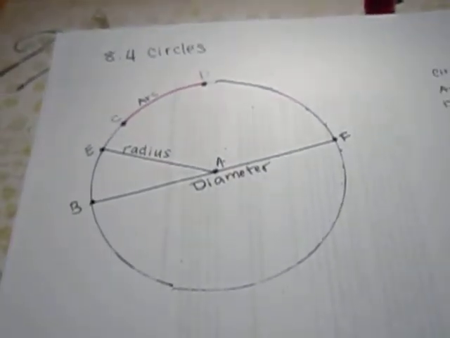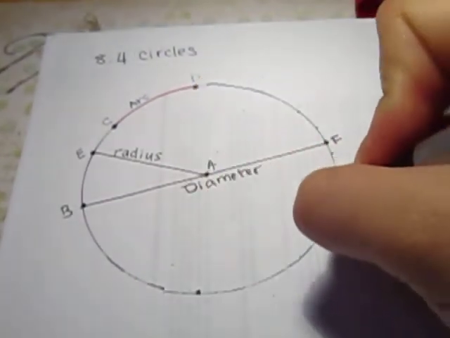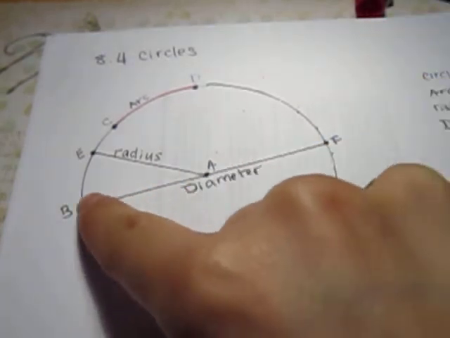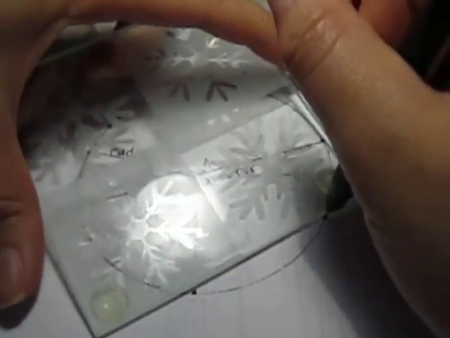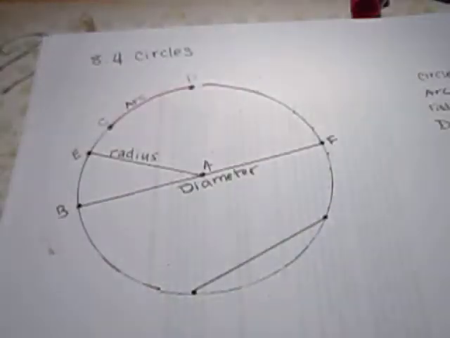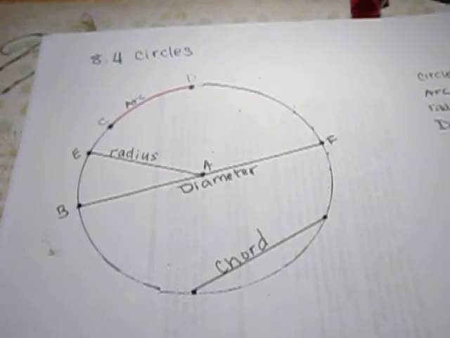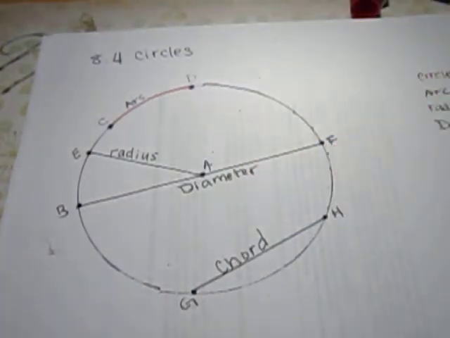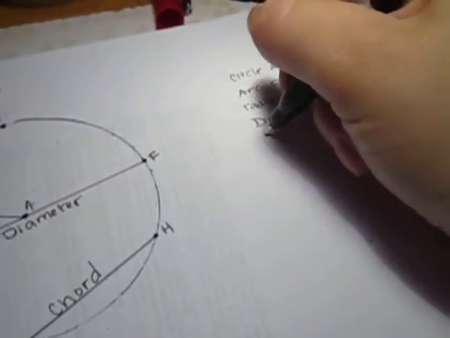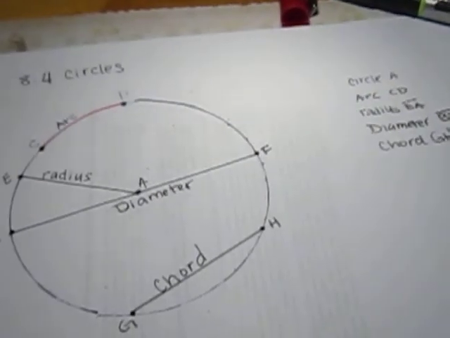Okay. Something else that you might see is a chord, which is similar to diameter, whereas the diameter had to pass through that center. A chord does not have to. It's just 2 points on a line. And that's a chord. I'll label this, how about GH? So we'll call it chord GH.